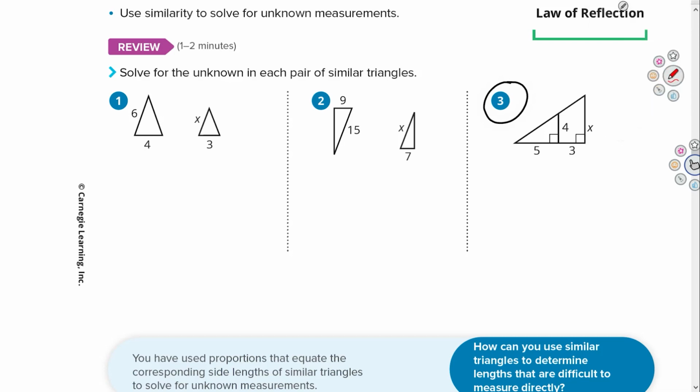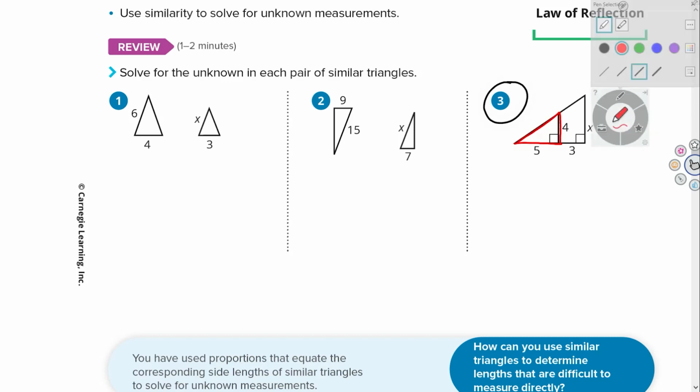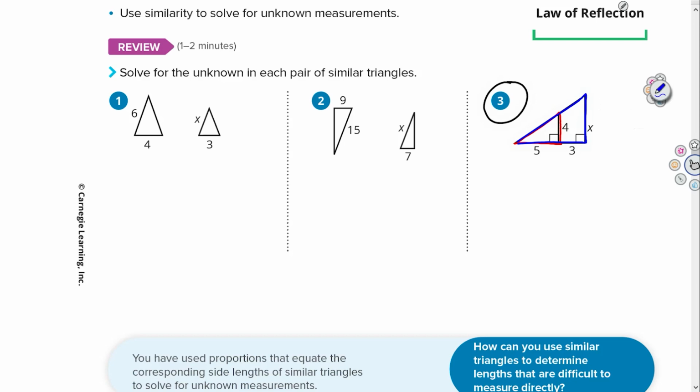Now, the first thing to realize with number 3 is that we have two triangles. I have this smaller triangle, this red triangle here, and I also have a larger one, what I'm calling the blue triangle. And I want to use those two triangles to find the length of x.